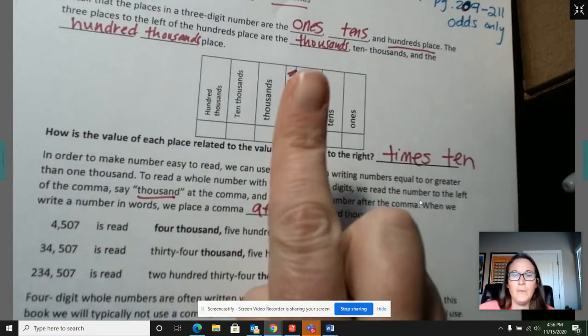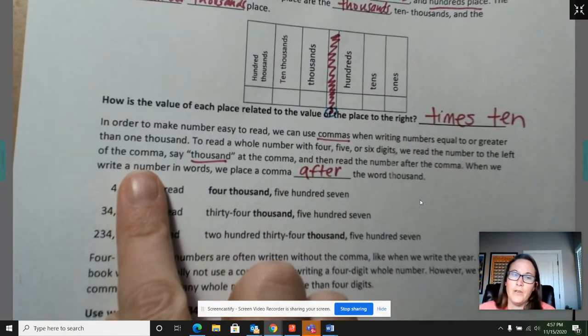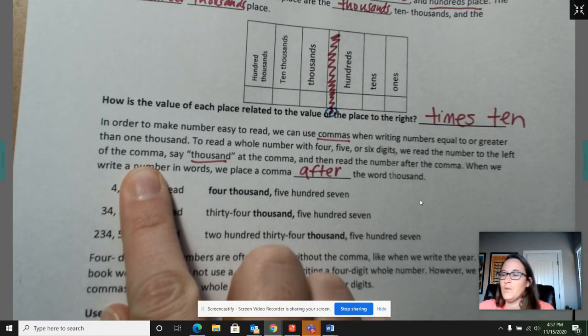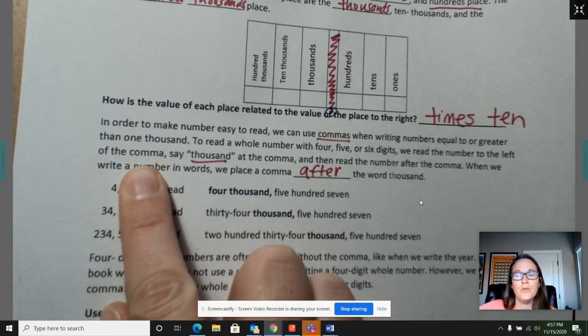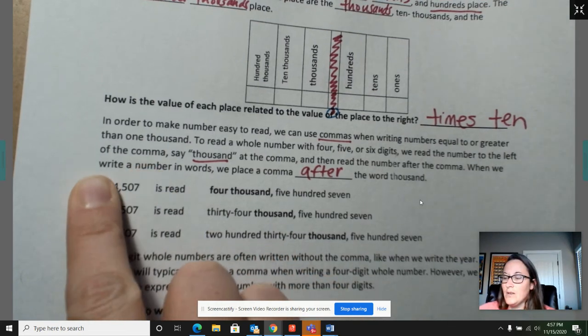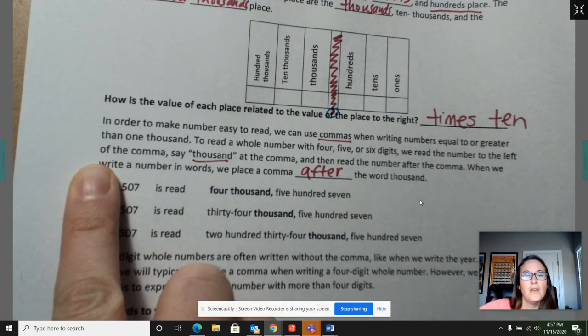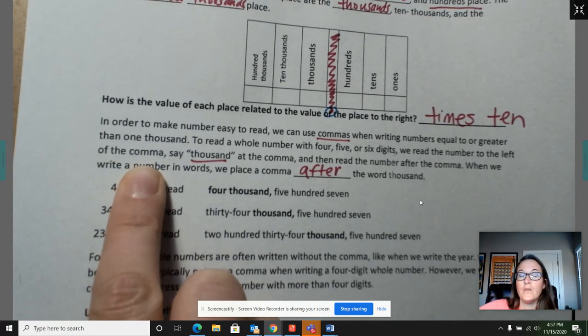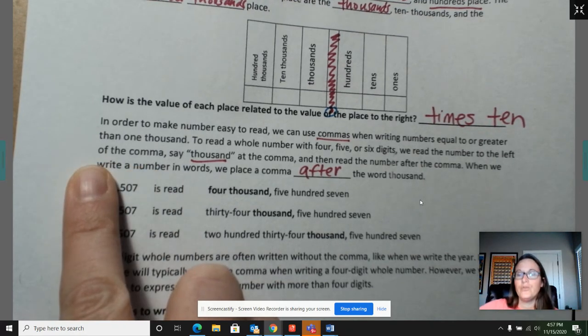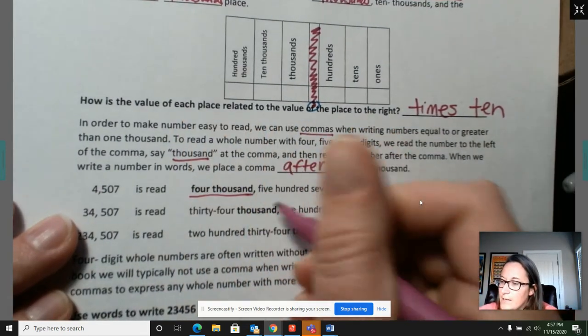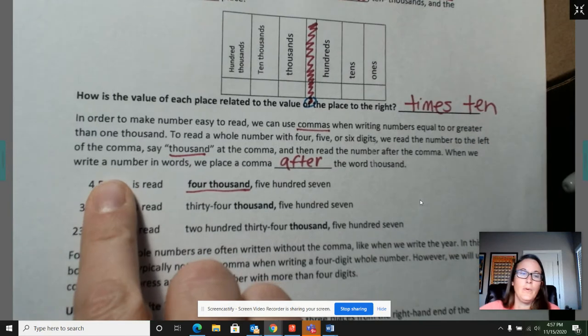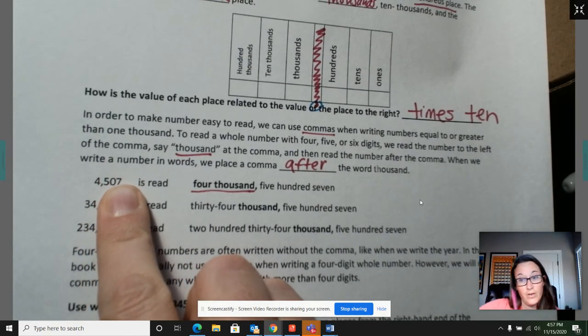So what I'm going to do is take my finger and cover up everything after the comma. Okay. So if I just saw this little 4 sitting there, how would you read just a 4? You would just say 4, right? So because it's that first comma, I would say 4,000. And then I'm just going to look at the other side and see what it says, and read it like normal. 507. So if I was writing this, I would say 4,507, just like we did here.